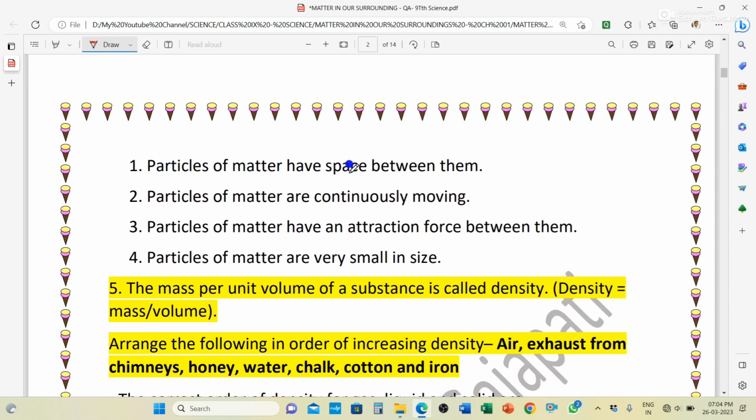Particles of matter have space between them. Particles of matter are continuously moving. Particles of matter have an attraction force between them. Particles of matter are very small in size.